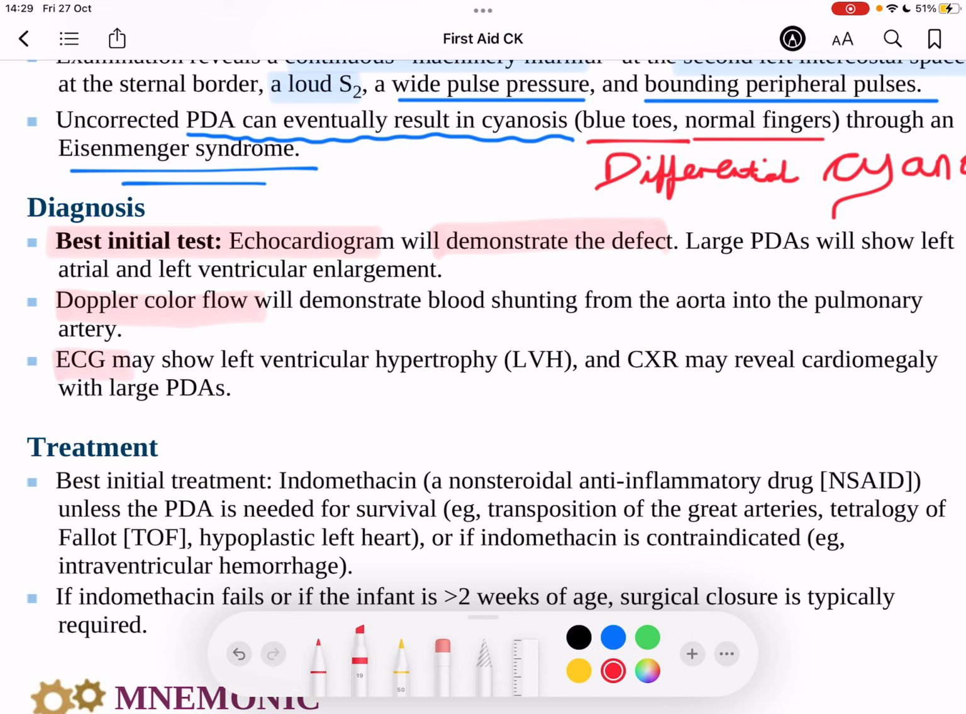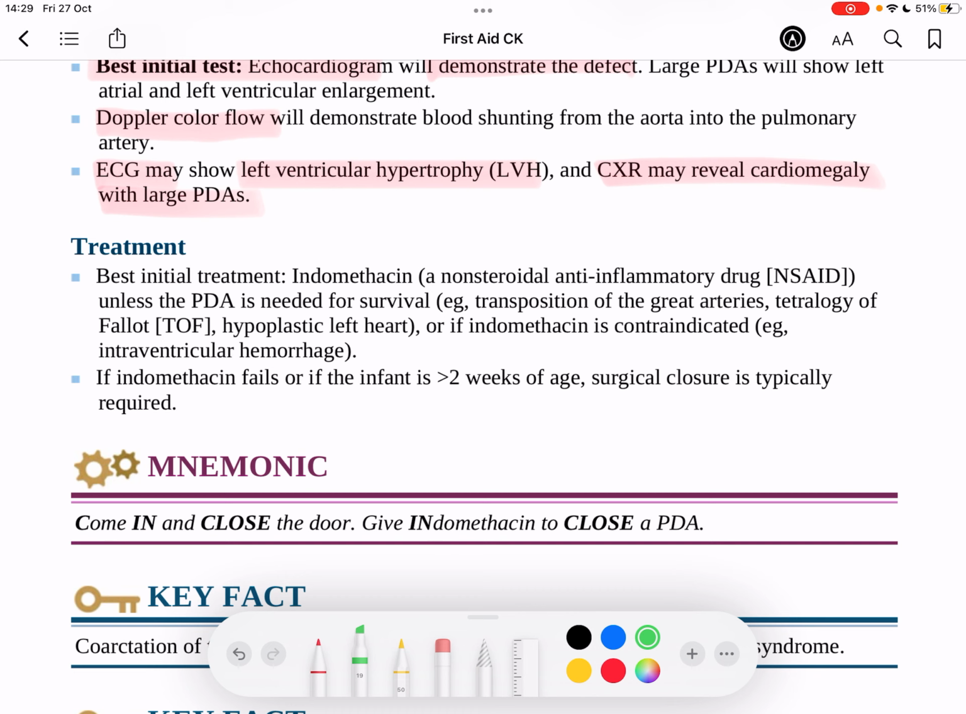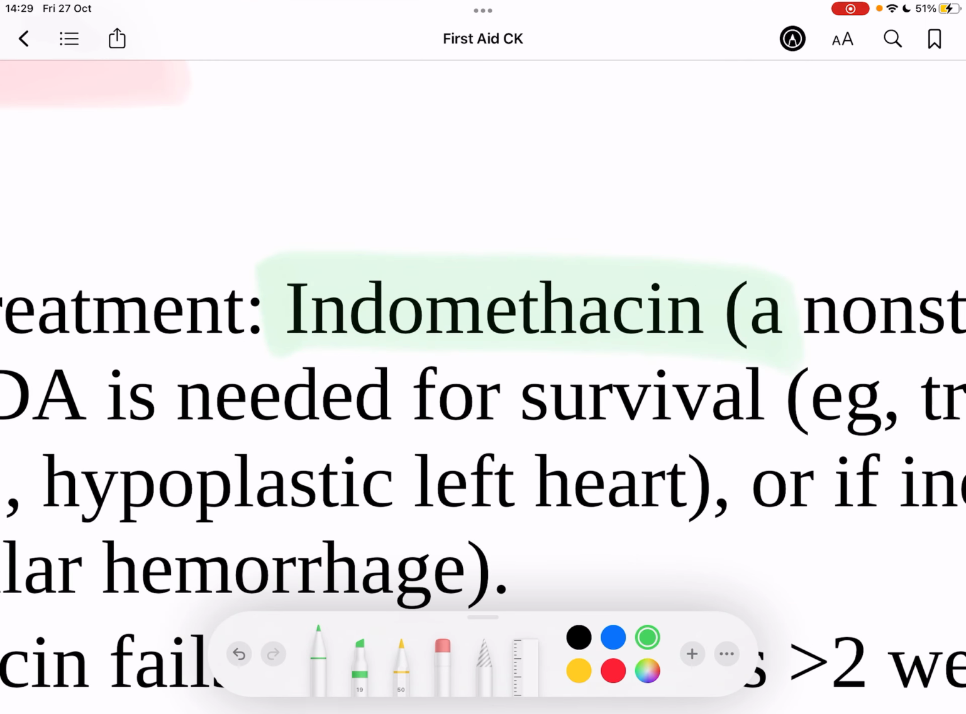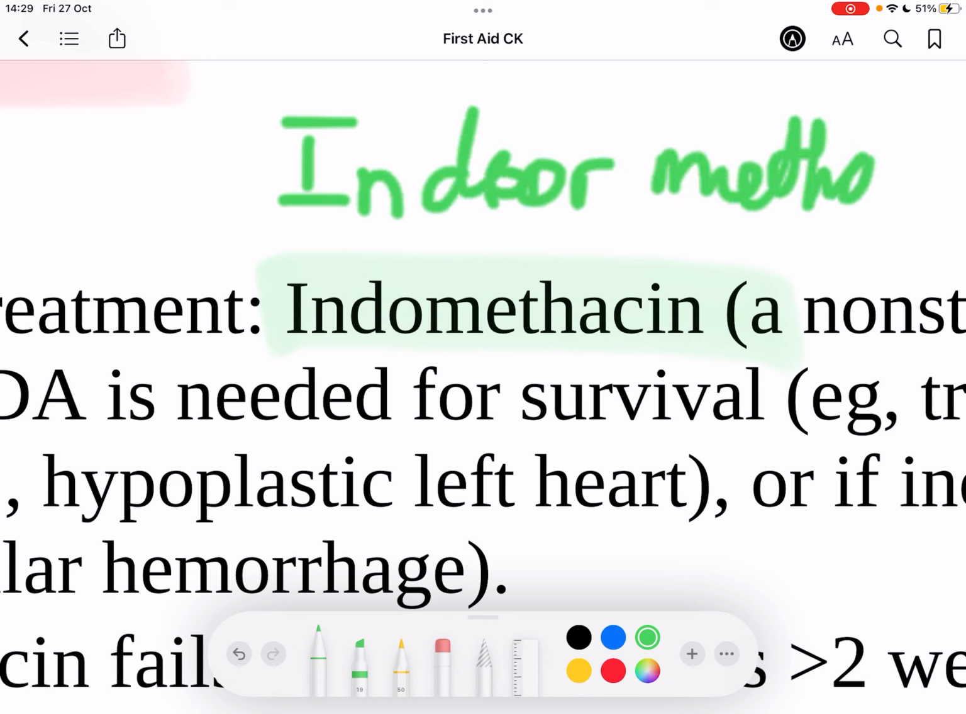You can also do an ECG, which may start to show some of these heart structural changes, left ventricular hypertrophy, and maybe a chest X-ray, which will reveal cardiomegaly. So, regarding your treatment, the best initial treatment, and this is really high yield, is indomethacin, okay? I always like to call it indoor methacin, because you close the door. Indoor methacin, close the door, indomethacin.